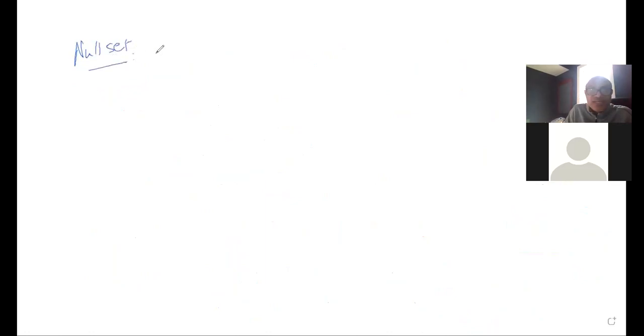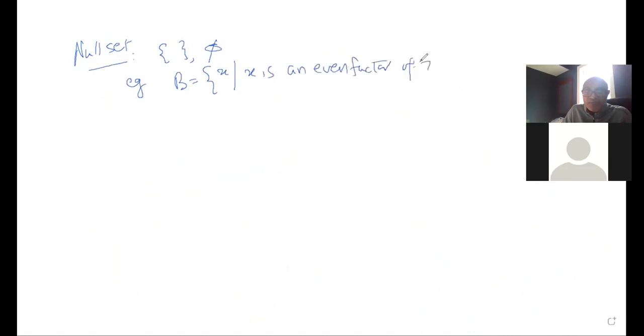The null set is denoted by empty braces, meaning no element in the set, or usually people denote it by phi. That is the null set. People are looking for an example of a null set. Suppose, let me change the sample space, B is the collection of all x such that x is an even factor of 7.